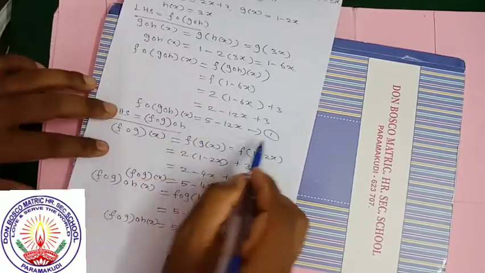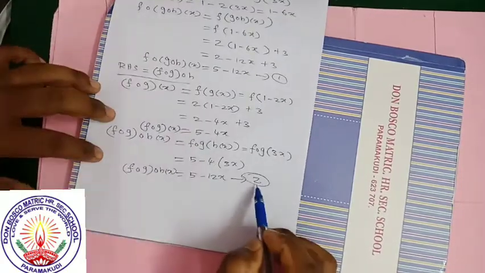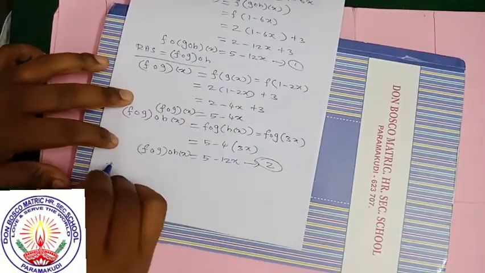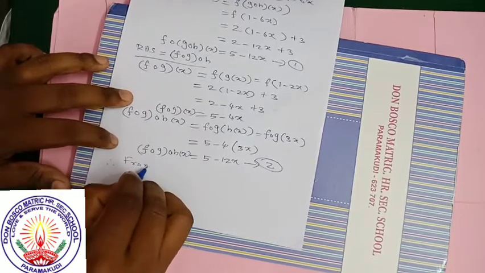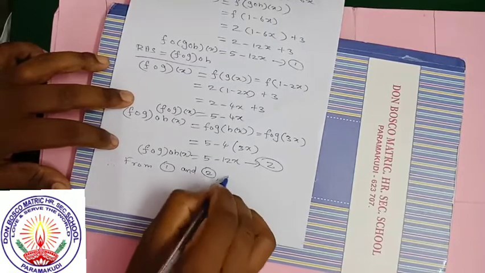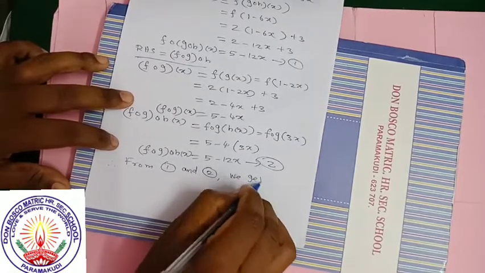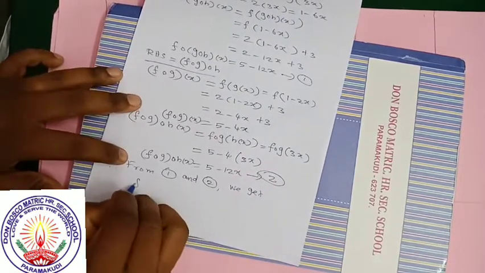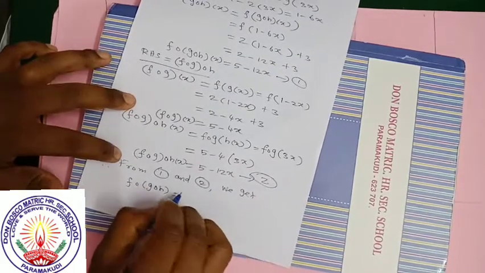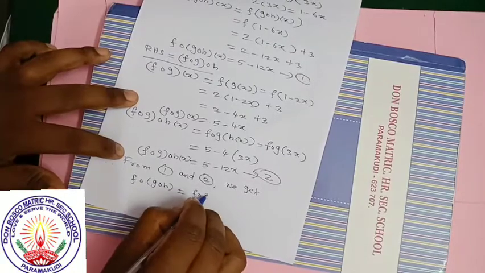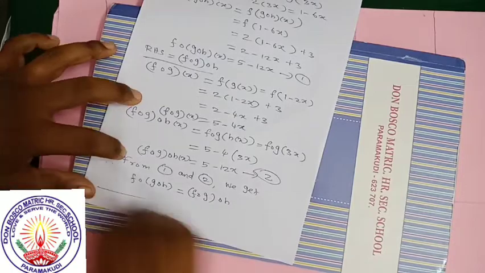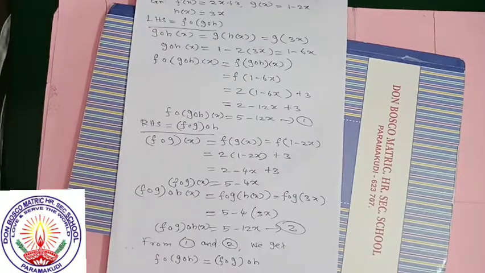Now look at equation number 1, 5 minus 12x. Equation number 2, 5 minus 12x. Therefore right hand sides are equal, so left hand sides are equal. Therefore from 1 and 2 we get, f composition g composition h is equal to f composition g composition h. So very simple and very important 5-mark question.